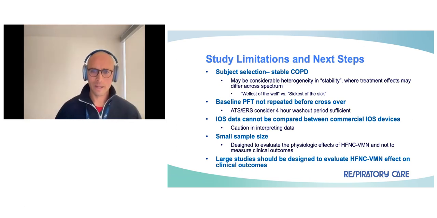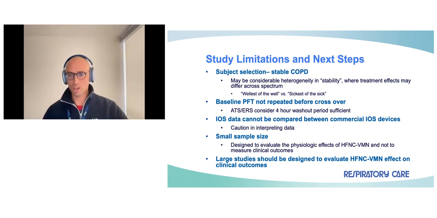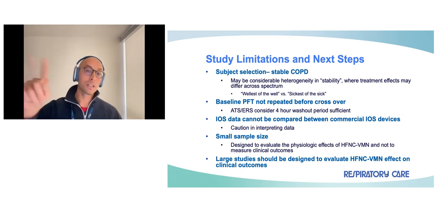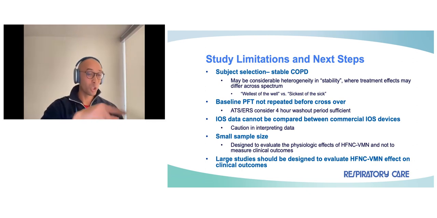And as mentioned with subject selection, with a smaller sample size, you're limited as to the analyses you can use, the measures and comparisons you can use, and what else you can determine. And so going forward, someone should probably do a larger study to evaluate high flow vibrating mesh on clinical outcomes, since we were looking at physiologic outcomes. The real question is going to be, okay, given those physiologic outcomes, what's the effect on clinical outcomes? So that would be the next step. You need a much bigger study for that.